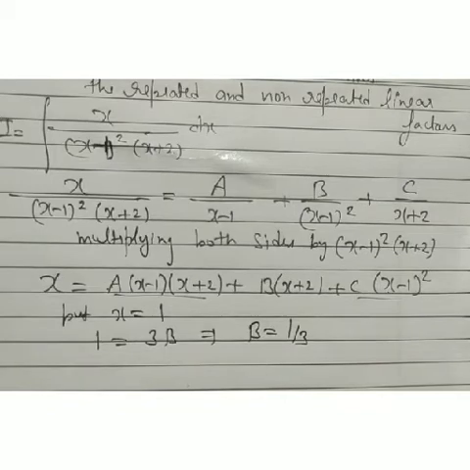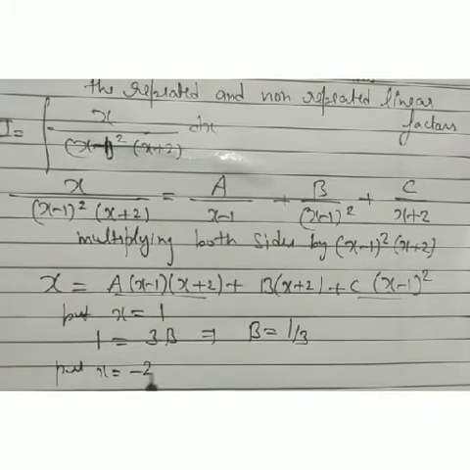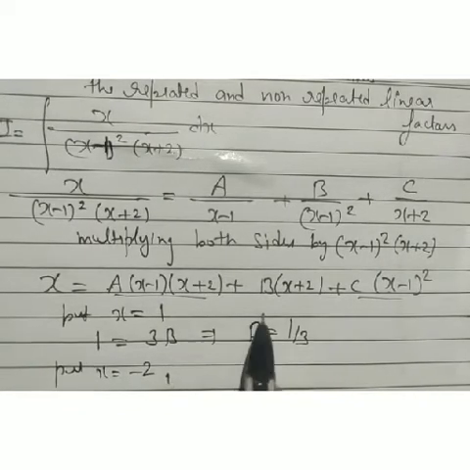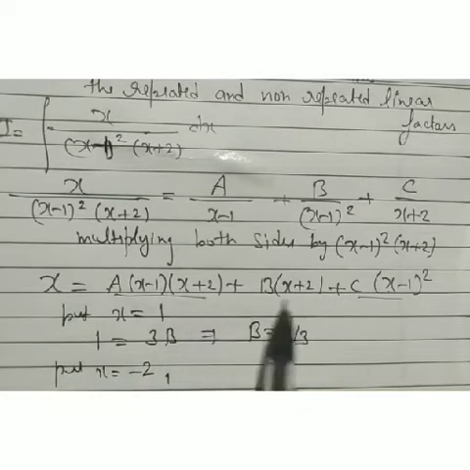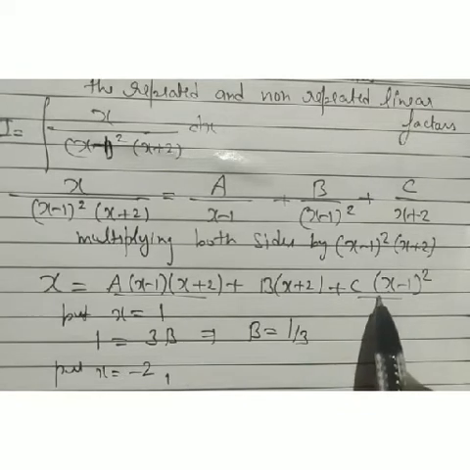Now we get the value of b there, 1 by 3. Now put x equal to minus 2. When we put x equal to minus 2, then this section is 0, this part is also 0 there. Then what do we have? We have just the c part.